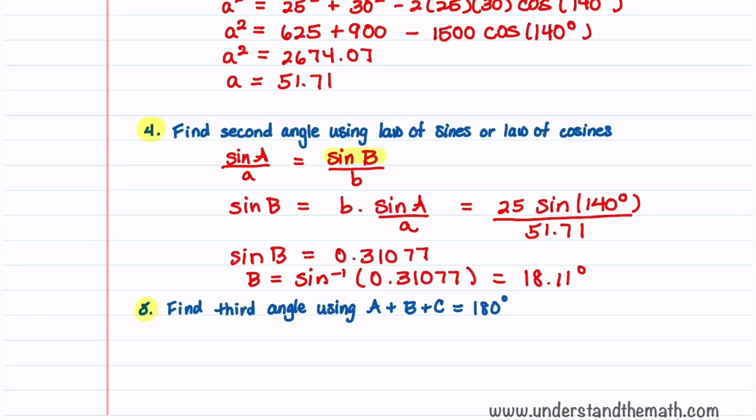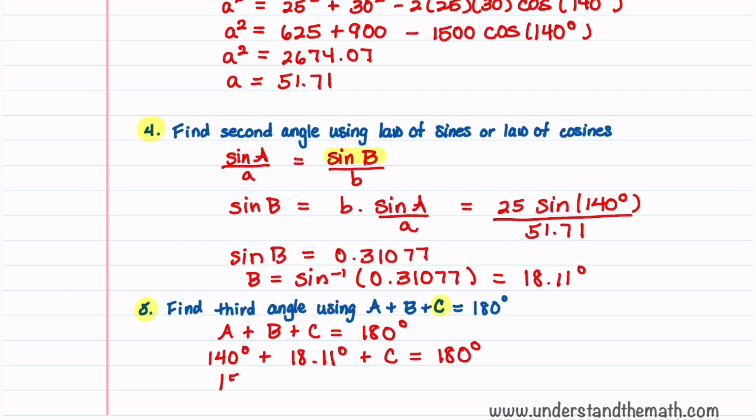Our last step is to find angle C, and we can find that because we know that all 3 angles, when we add them up, are going to equal 180 degrees. So we start by saying A plus B plus C is 180 degrees. We plug in what A is, that's 140 degrees. We plug in our B, 18.11 degrees, and then we have C, and then on the right, we have 180 degrees.